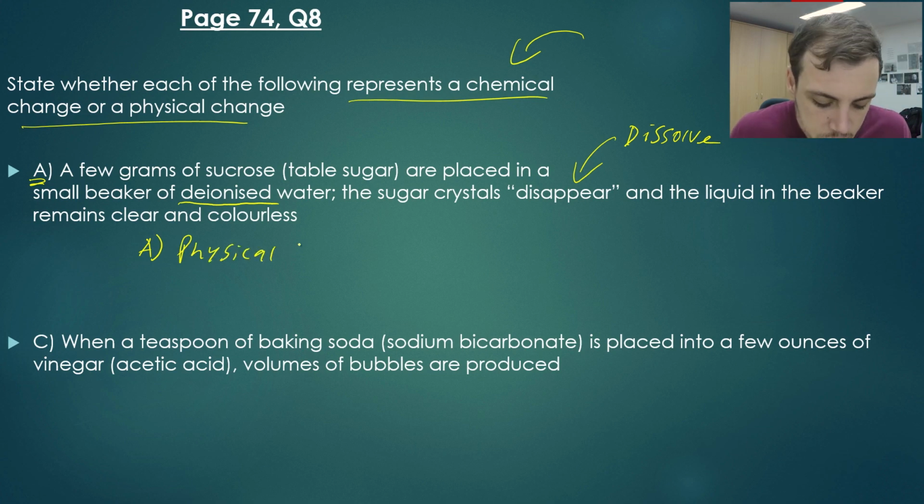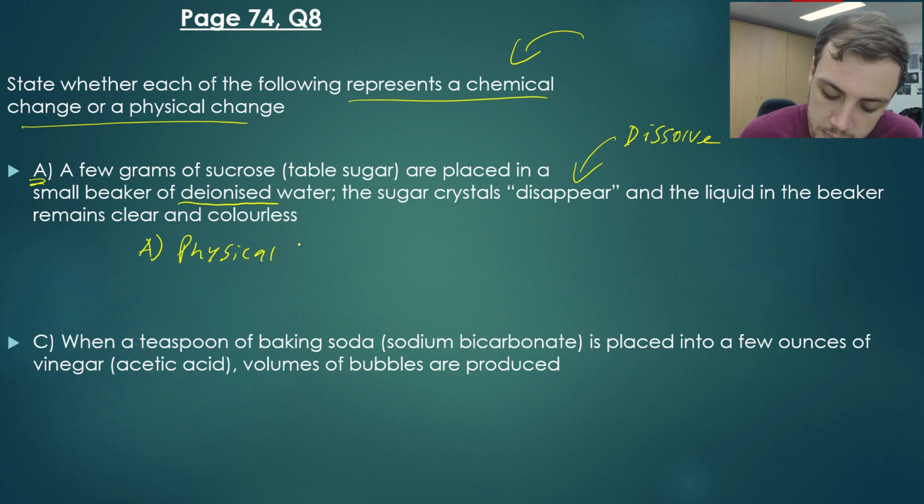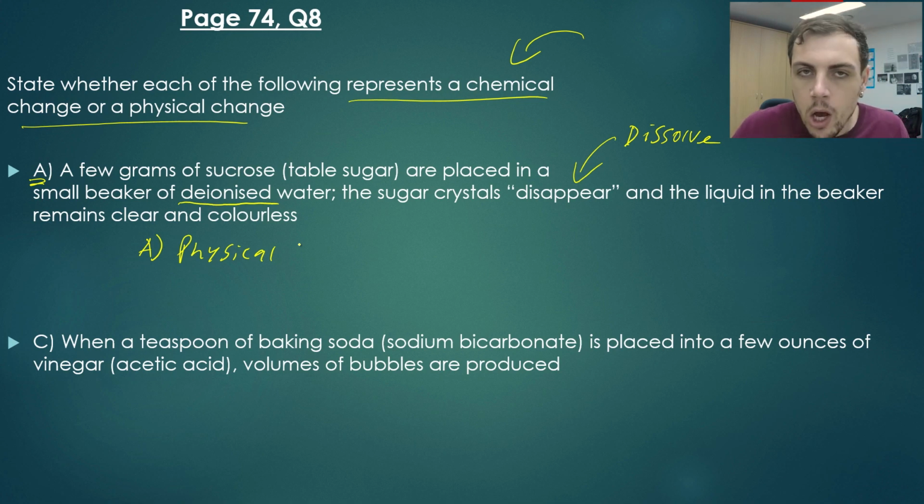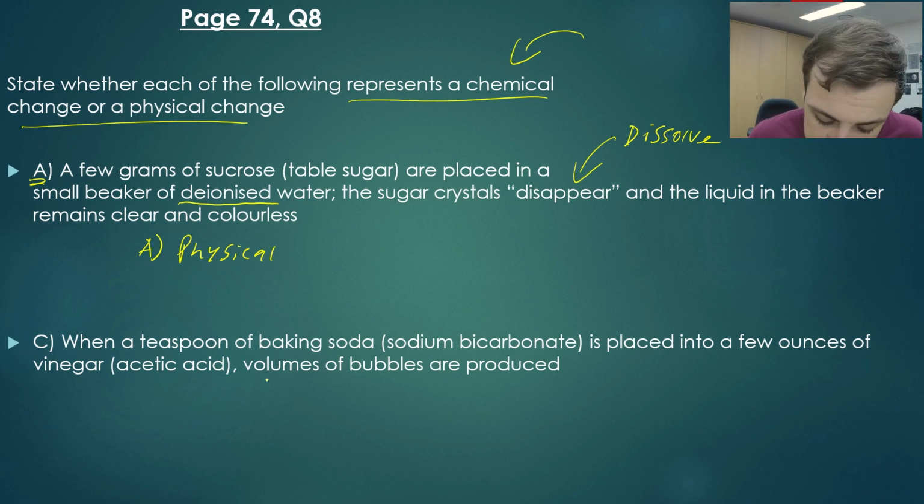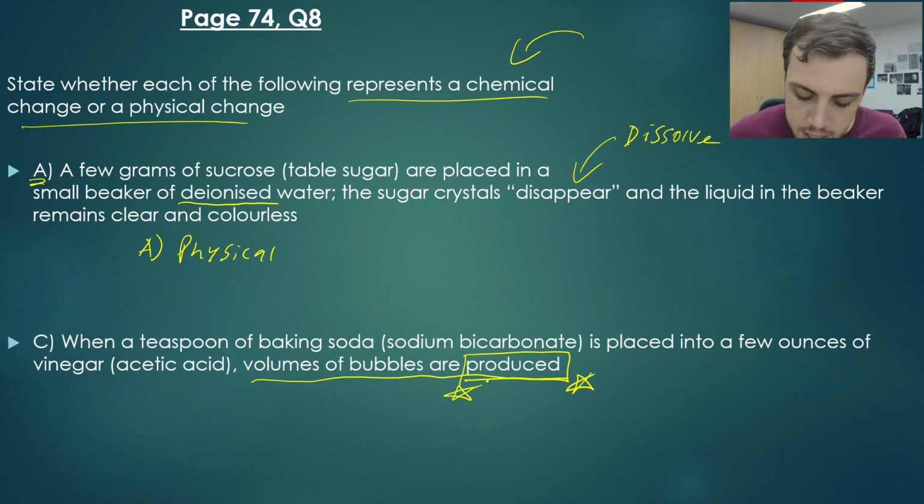So let us look now at the next one. When a teaspoon of baking soda, so sodium bicarbonate, is placed into a few ounces of vinegar, so acetic acid, volumes of bubbles are produced. A couple of things are jumping out at me here again. The first one, and this is probably the most important, is volumes of bubbles are produced. Produced is the key word here. When it said produced, it meant we had our sodium bicarbonate, we had our acetic acid, we mixed them together, and something was produced. We made something from it.